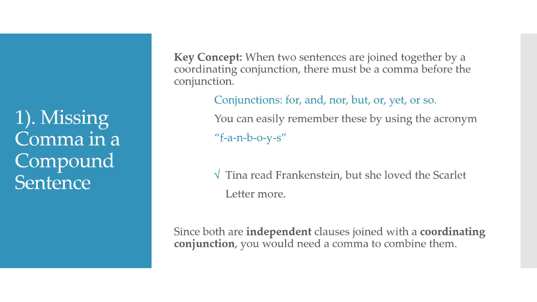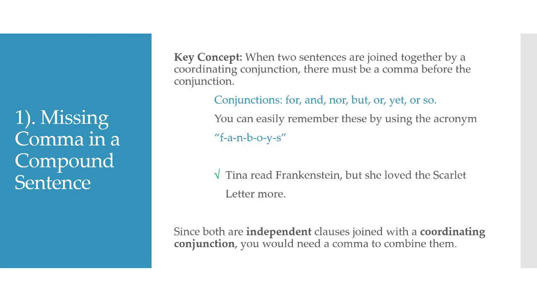Error 1. A missing comma in a compound sentence. When two complete sentences are joined together by a coordinating conjunction, there must be a comma before the conjunction. These conjunctions include the words for, and, nor, but, or, yet, and so. You can remember these by using the acronym FANBOYS.